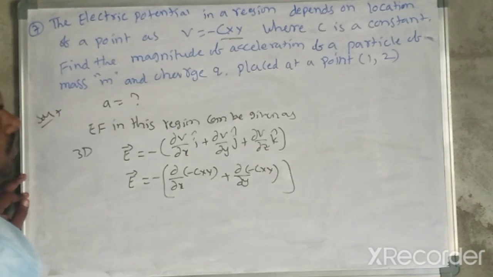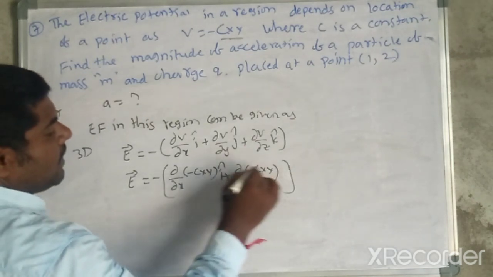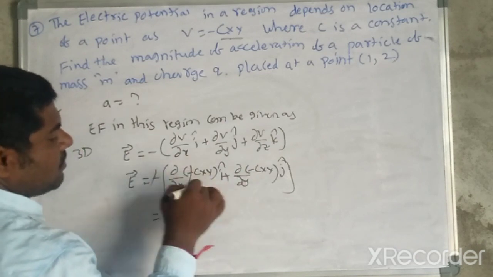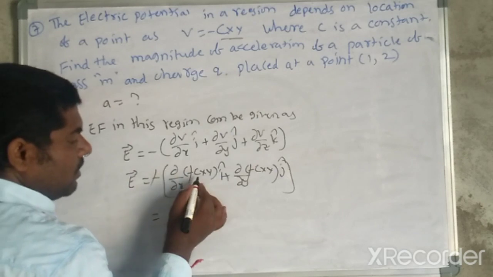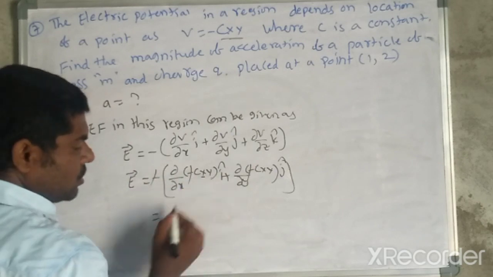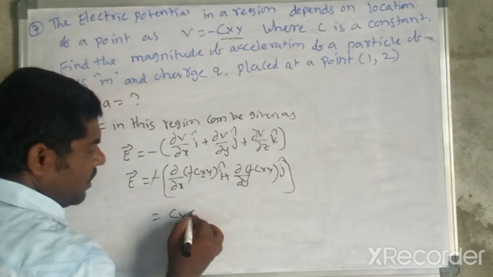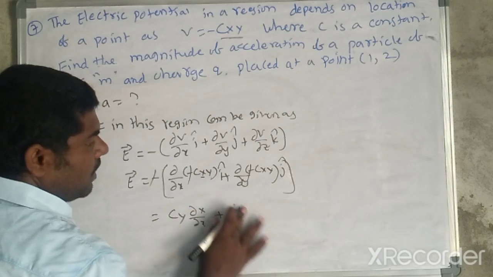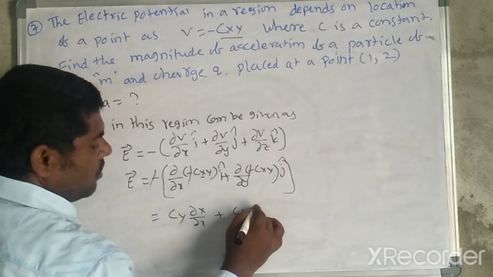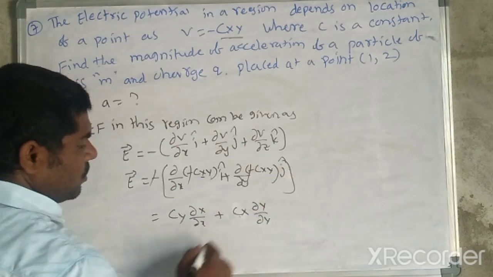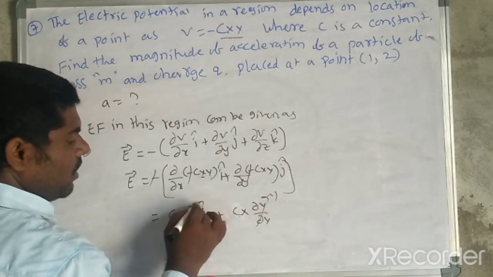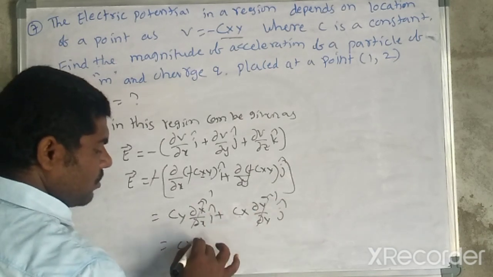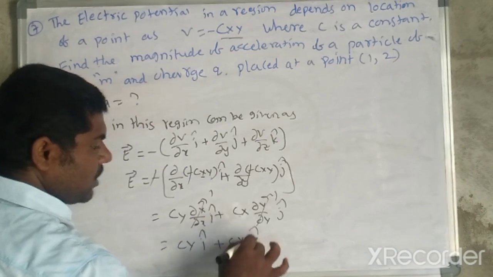So in this way, with i cap and j cap, minus into minus all plus, this one gets cancelled. Here x is the only variable and y is constant, so you may write C into y, dx by dx, plus similarly C x, dy by dy. This value becomes 1, this value becomes 1. So C into y along the i cap, plus C into x along the j cap.